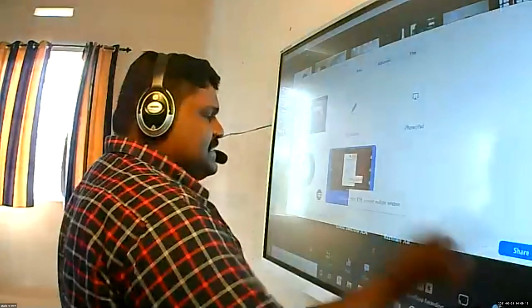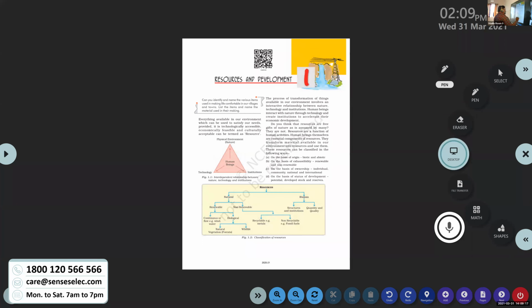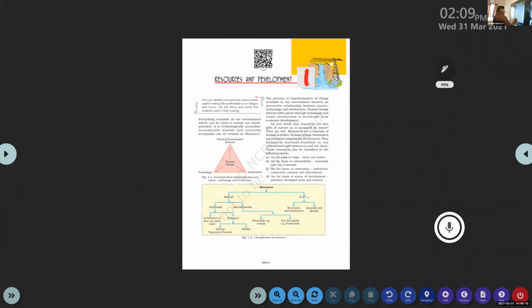We already discussed the different types of resources. It is natural, human. Renewable, non-renewable. Continuous, biological, natural: vegetation, forest and wildlife. Non-renewable: recyclable and non-recyclable resources. Human resources are divided into structure and institutions, quantity and quality. On the basis of quantity and quality, we are able to divide the resources. And we know the classification of resources.